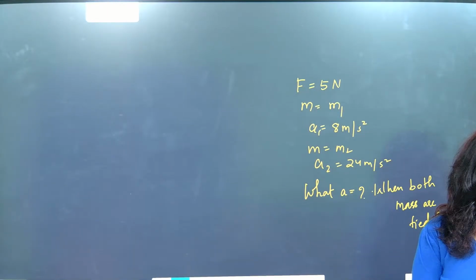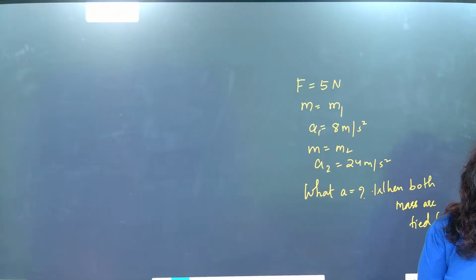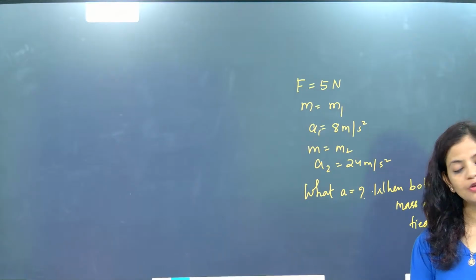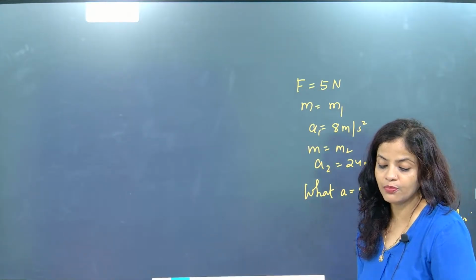First you have to find the masses of both the bodies. After that, when both masses are added, the force is the same. Answer is coming as how much? No, that's not correct. Now you have to add both the masses because they're telling that both the masses are together.